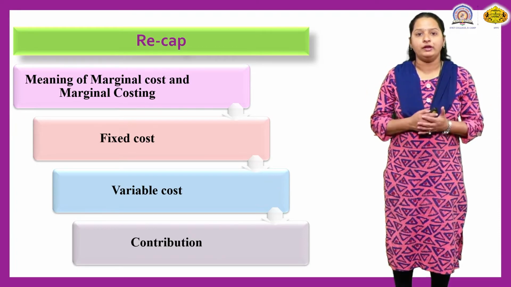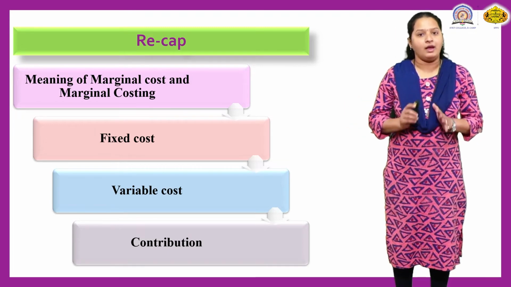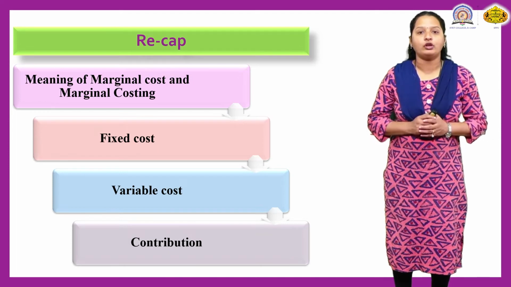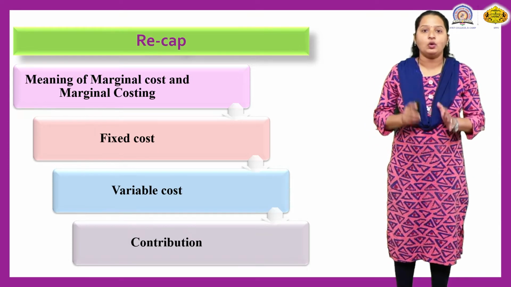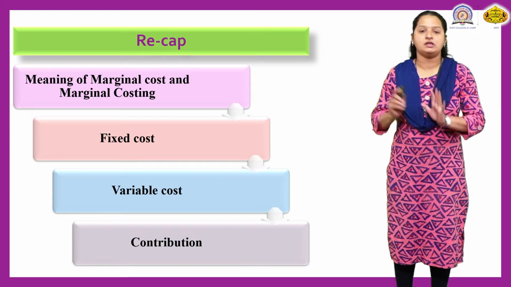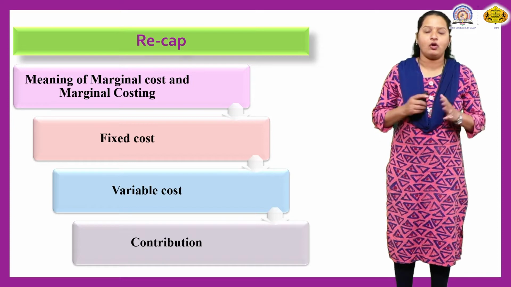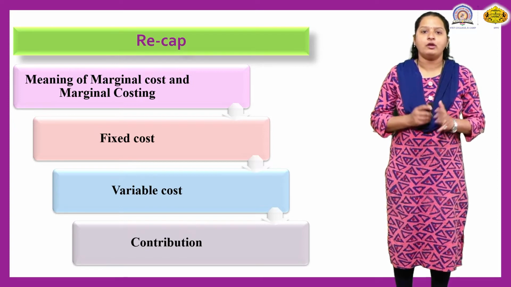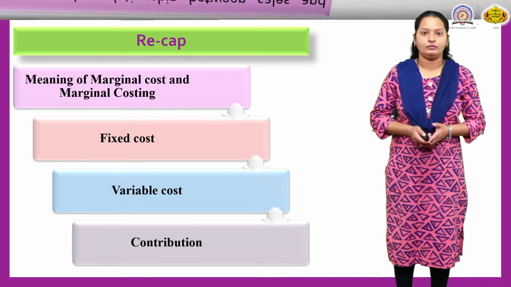And to arrive at a profit, we will have to deduct fixed cost also. Hence, for calculating the contribution, only variable cost element is considered. So, sales minus variable cost is equal to contribution. In this way, we have learned already the concept of fixed cost, variable cost as well as contribution.